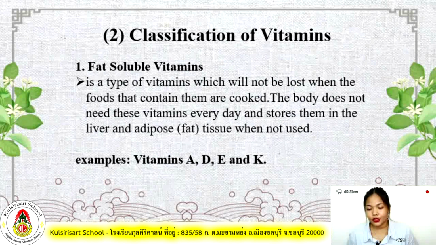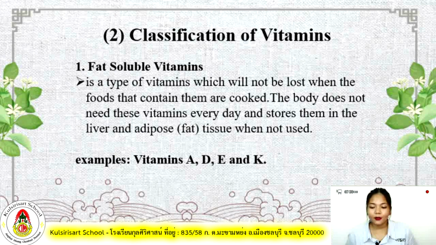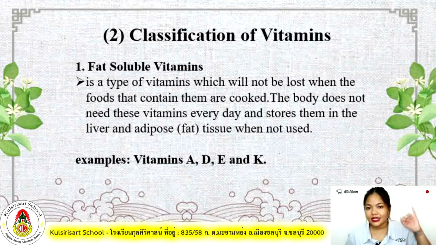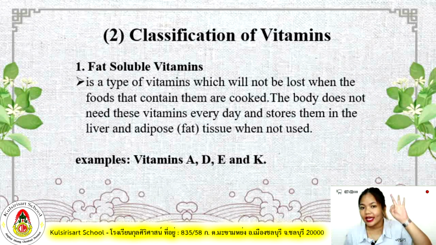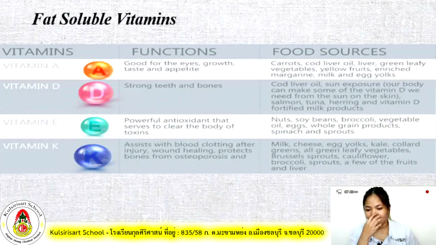Fat-soluble vitamins are a type of vitamins which will not be lost when the food that contains them is cooked. The body does not need these vitamins every day and stores them in the liver and adipose or fat tissue when not used. Examples include vitamins A, D, E, and K. Now let's know what these vitamins are.